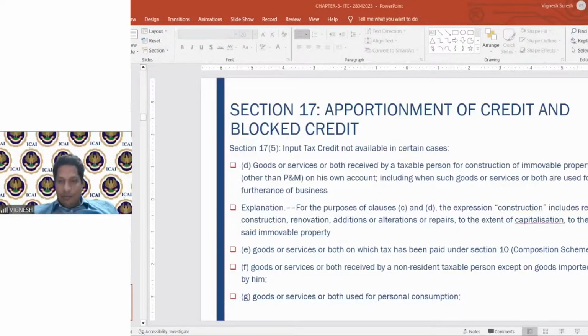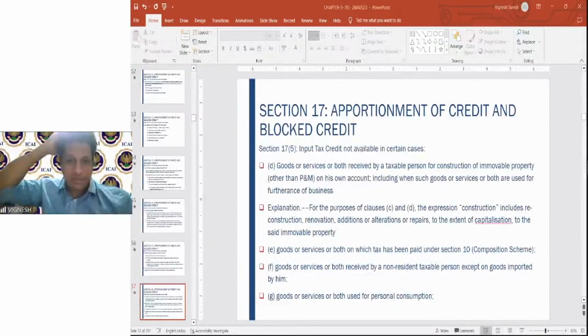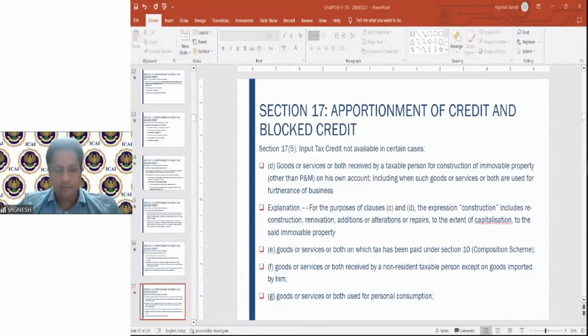Clear? Wonderful. Very good. Thank you very much, sir. Wonderful. So thank you for your kind words, Sriram. I hope all concepts are clear, because input tax credit, even if I wake you up in the middle of the night and tell you to explain rule number 42 or 43, you should be able to answer it.